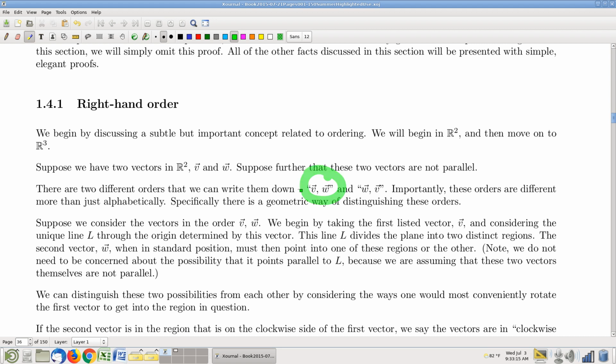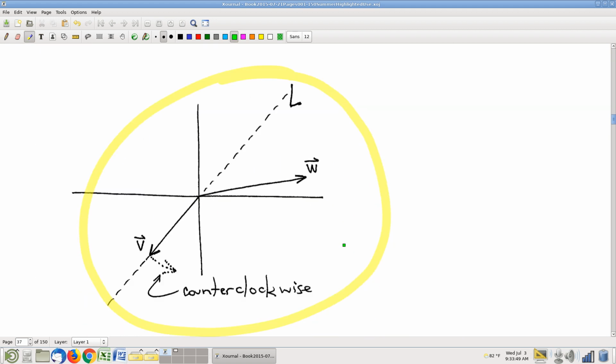So there are two different ways to turn those vectors into a list. I could do v comma w, I could do w comma v. And I ask, how would I distinguish these from each other? And the smart alecky response is to say one is in alphabetical order and one is not in alphabetical order. Okay, fine, sure, but there's no geometric significance to that. Right? So labels aside, is there a geometric way of distinguishing these orders? And there are different ways you can go about this. I'm going to show you one that has some nice features.